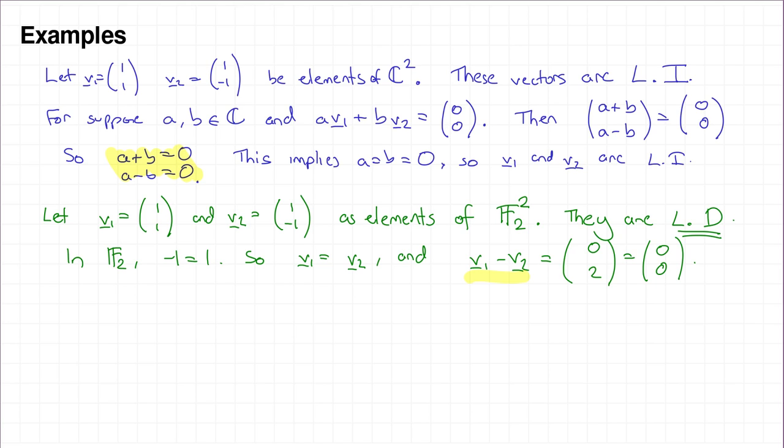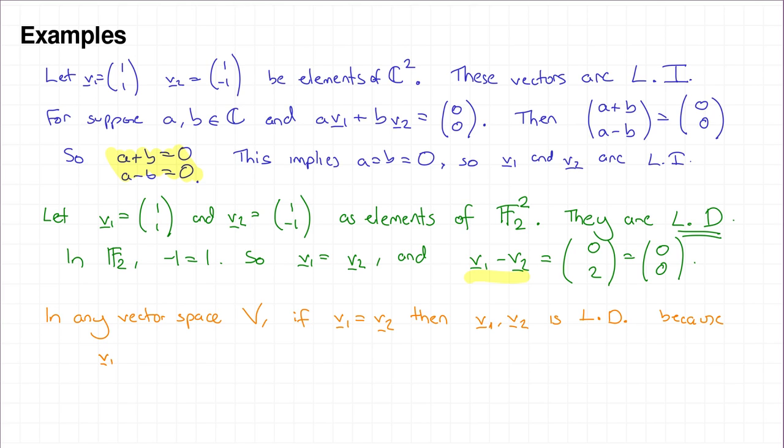Now actually, let's look at a more general example. So in fact, in any vector space, if you've got 2 equal vectors, then they're going to be linearly dependent. So in any vector space V, if v1 equals v2, then the sequence v1, v2 is linearly dependent for exactly the same reason.